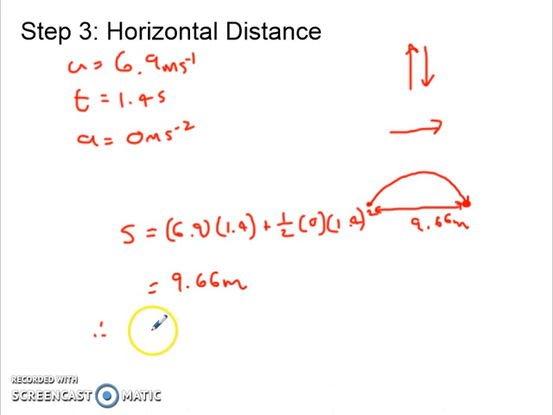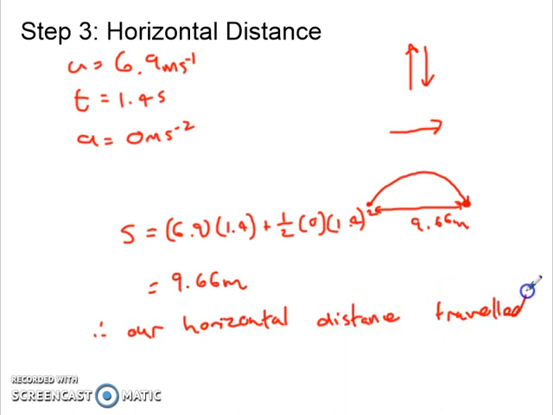So therefore, our horizontal distance traveled is, or should be, 9.66 meters. Really, I should be using future tense. Sorry, I should be saying our horizontal distance traveled should be 9.66 meters, because we're talking about what we think should happen. Okay.